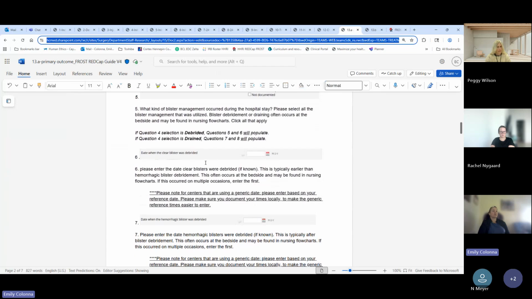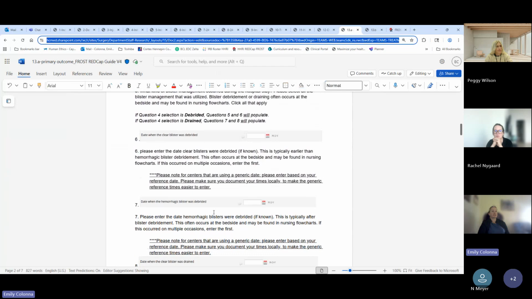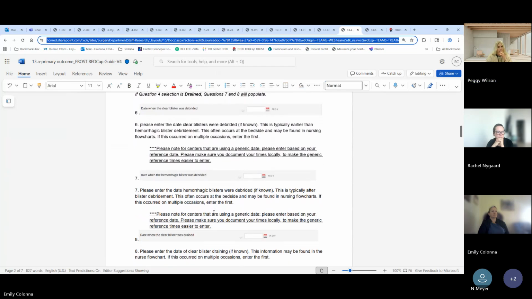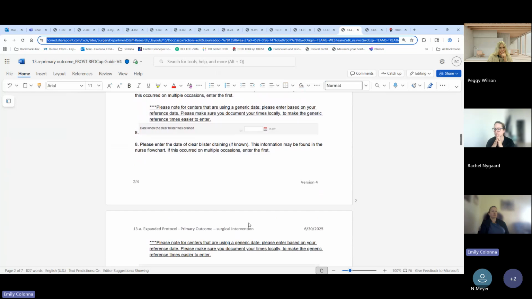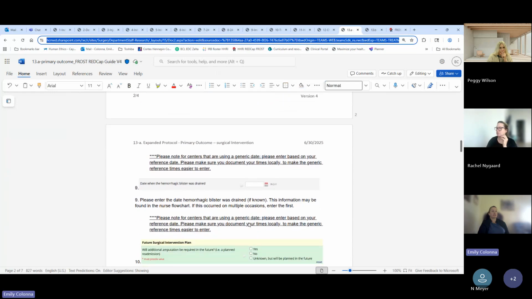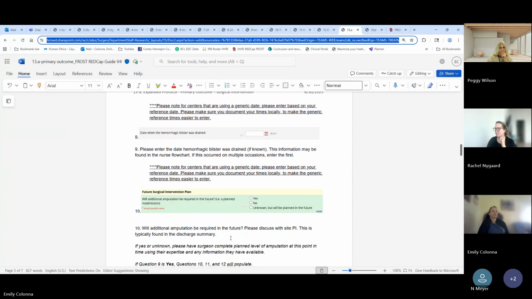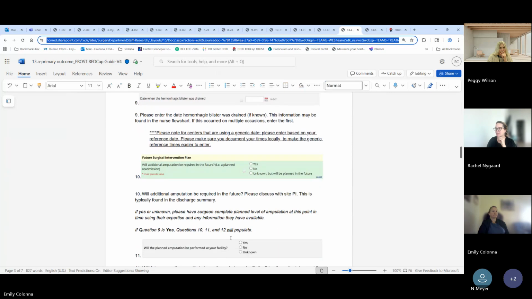We'd like to know the date when clear blisters were debrided and hemorrhagic blisters. The date when clear blisters were drained and the date when hemorrhagic blisters were drained. Will an amputation be required in the future? This is something to discuss with the PI.